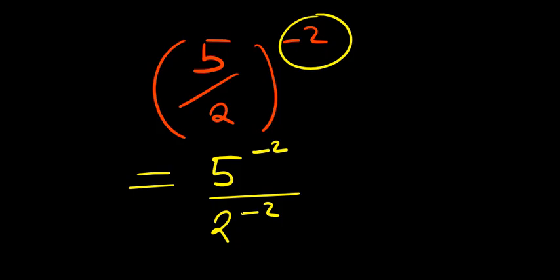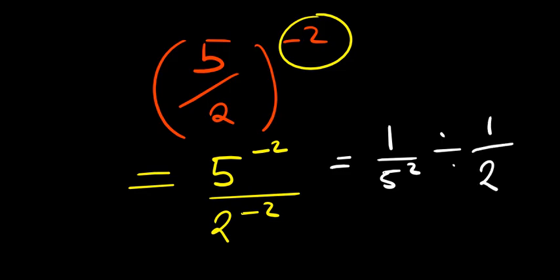Now 5 to the power negative 2, what did we say? Okay, it will be 1 over 5 to the power 2. Then we have a division here, so write the division. Then come to the other side, the one that is down. The one that is down is 2 to the power negative 2. The negative becomes a 1 over 2 to the power 2. Then you solve this.